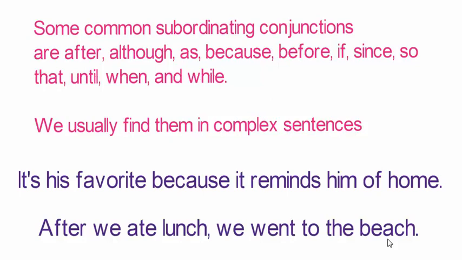Now, if you notice, in the second sentence we have a comma after the clause. In the first sentence, we don't have a comma. That's because usually when the sentence begins with a subordinating conjunction, that indicates that this is the dependent clause. So when the sentence begins with a dependent clause, we usually have a comma after the dependent clause. Then we have the independent clause.